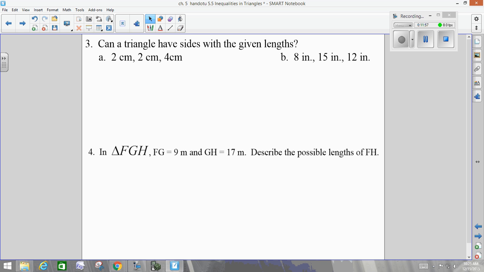Number 3. Can a triangle have side lengths with the given lengths? So if I give you 3 pieces of string and one's 2 centimeters and one's 2 centimeters and the third one is 4 centimeters, would we be able to connect those pieces of strings right at their endpoints and make a complete triangle? You said no.